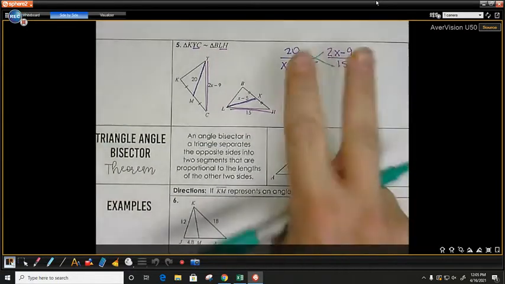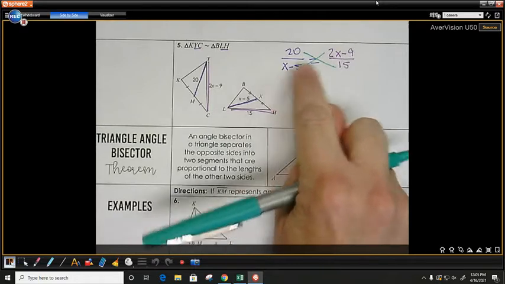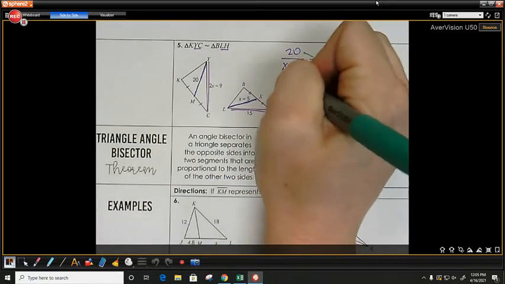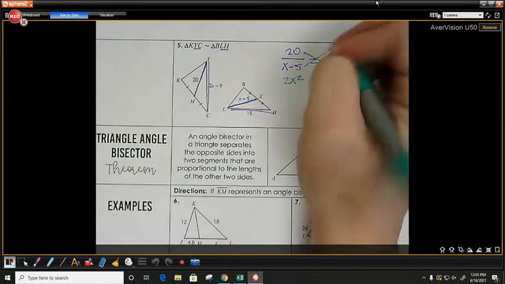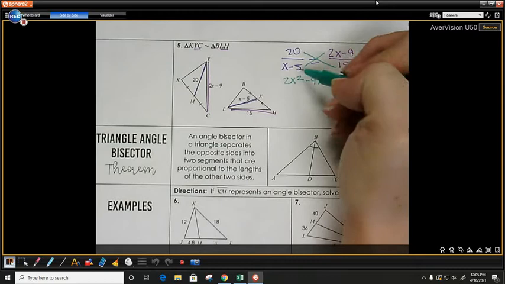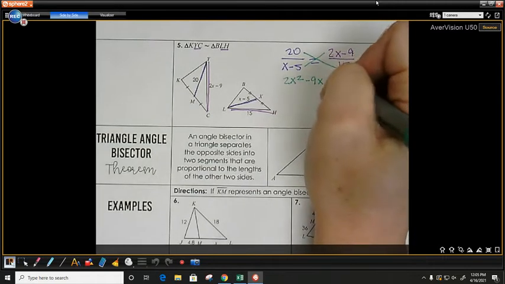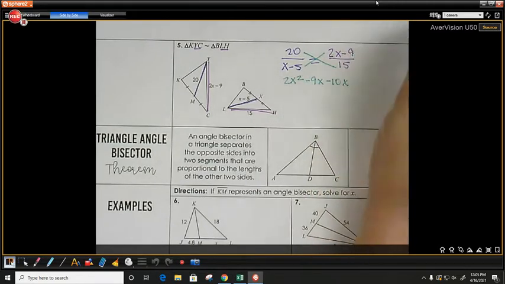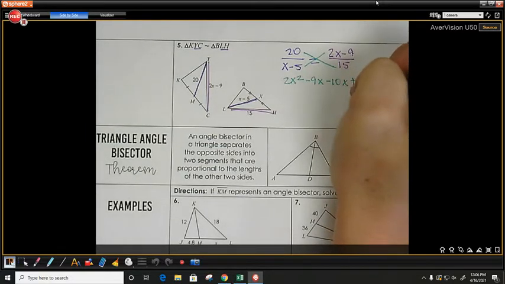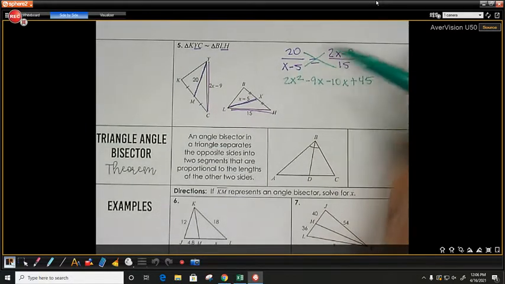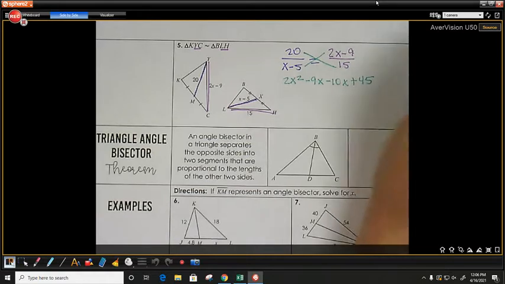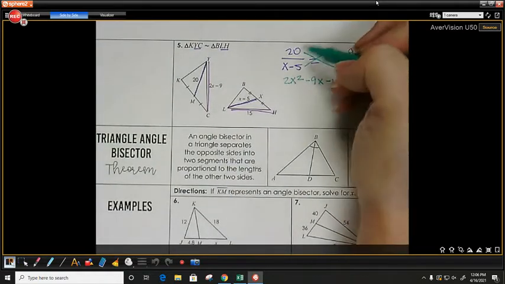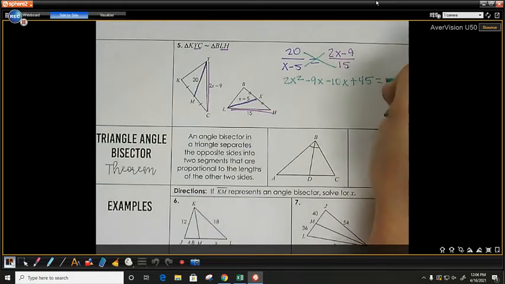So when I multiply these two together, I get x times 2x is 2x squared. And then I get x times negative 9 is negative 9x. Negative 5 times 2x is negative 10x. And negative 5 times negative 9 is positive 45. So I multiplied my x by both terms in my other part of my fraction, and then multiplied the 5 by both terms in the other fraction. And then that's going to equal 20 times 15 is 300.